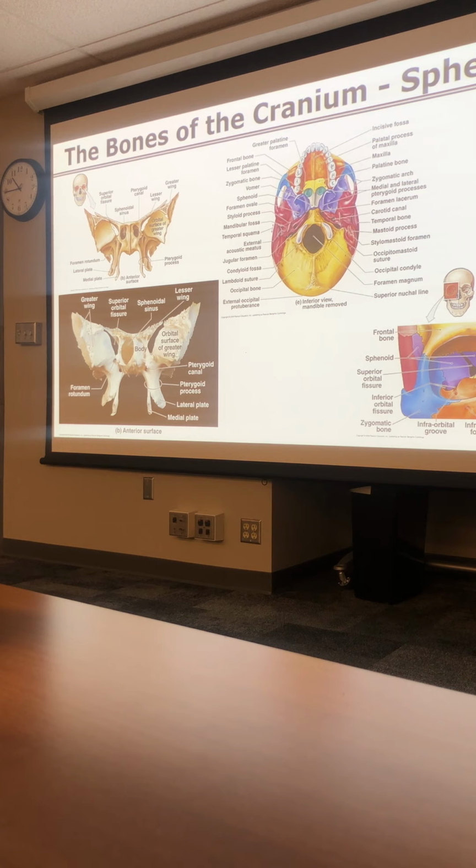I mention these plates and these processes because they are important sites for attachments of muscles that move the lower jaw and the soft palate. So muscles are attached to the pterygoid processes at the medial and lateral plates. Those will be important for moving the lower jaw and the soft palate.